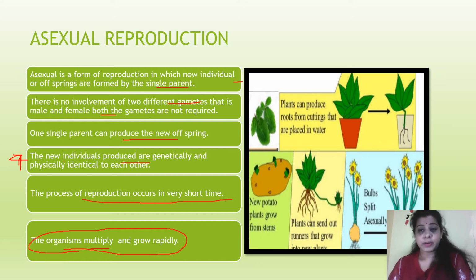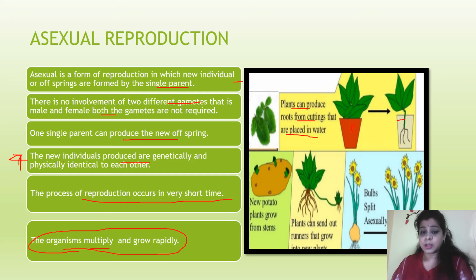Asexual reproduction also takes place in microorganisms. Not only in plants but in organisms like hydra. It also reproduces by asexual reproduction, that is budding. That we'll discuss afterwards. Plants can reproduce from root cuttings placed in water. See over here, this root की cutting is taken out from the parent plant and placed in the water, and the new offspring is being produced.